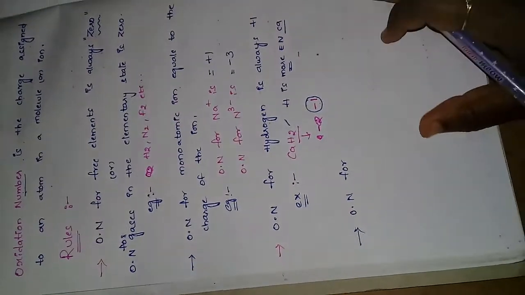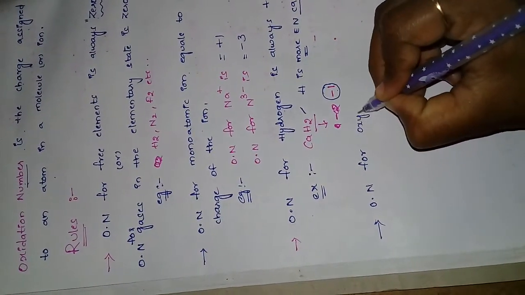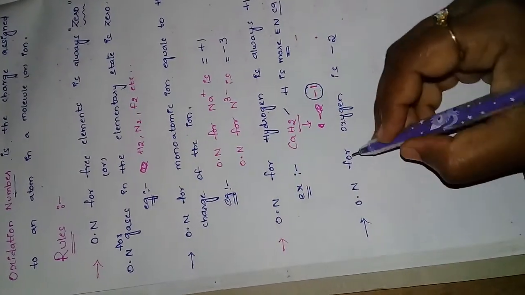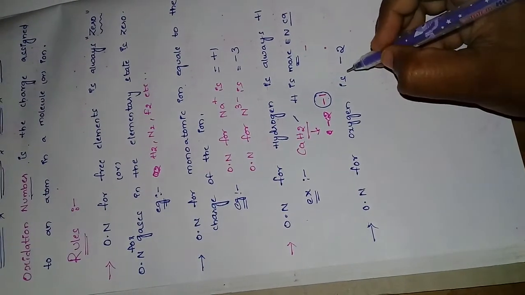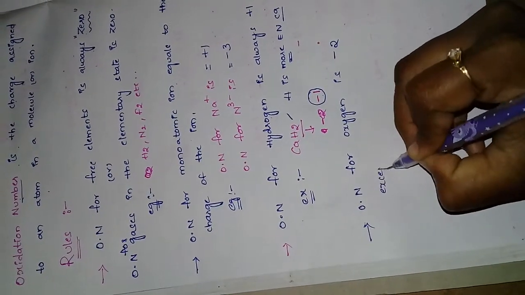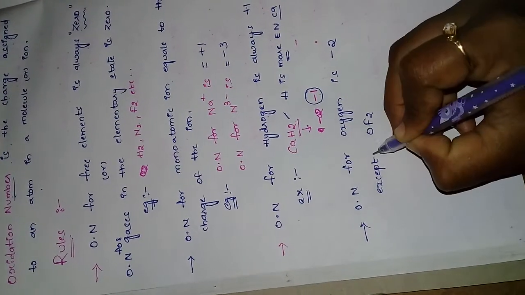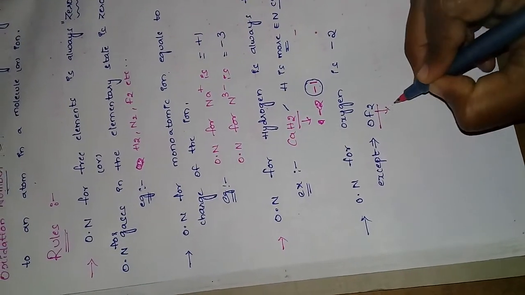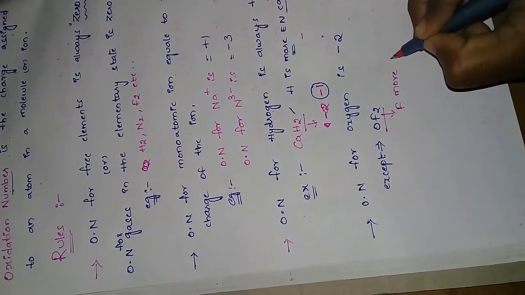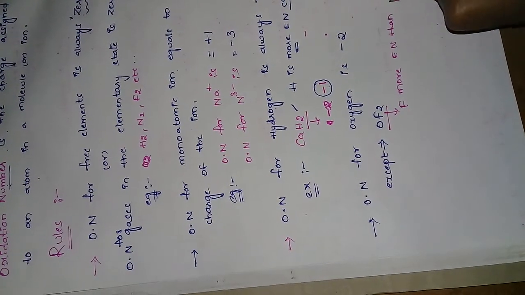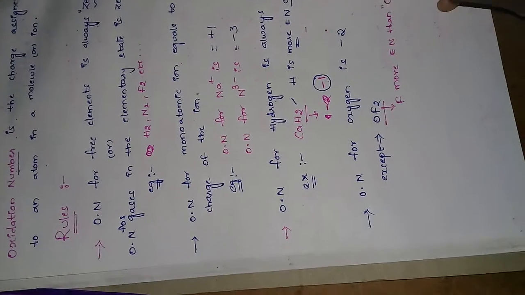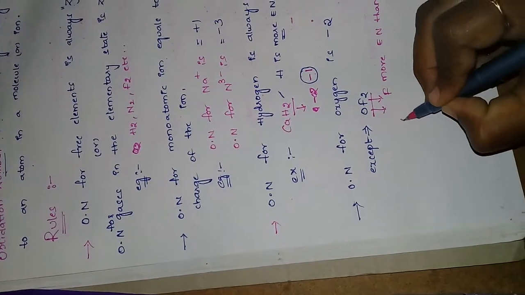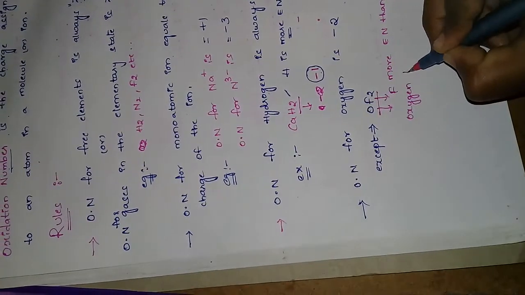Okay, then oxidation number for oxygen is -2, except in OF2. Why? Because in this compound fluorine is more electronegative than oxygen. Fluorine is more electronegative than oxygen, so in this compound oxygen gets a +2 charge.